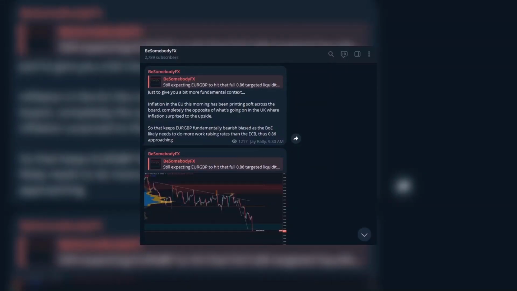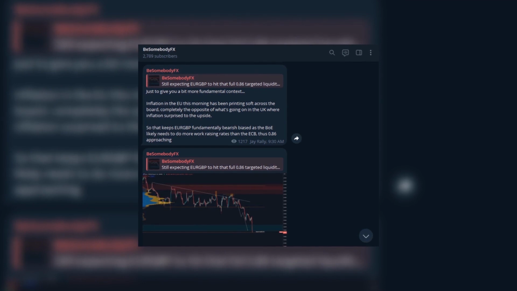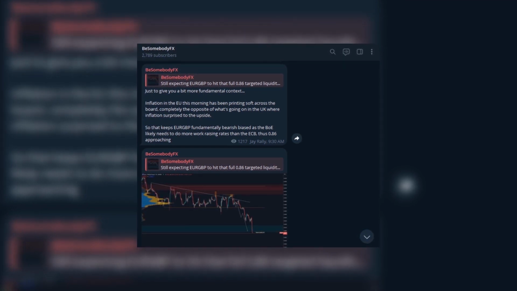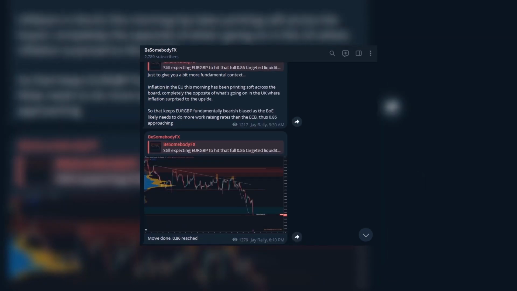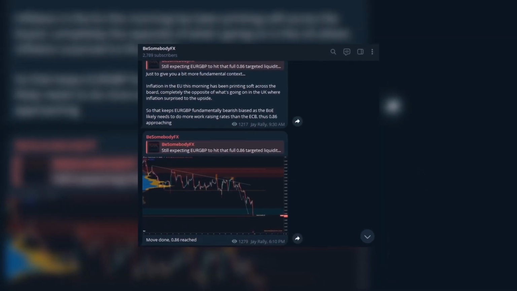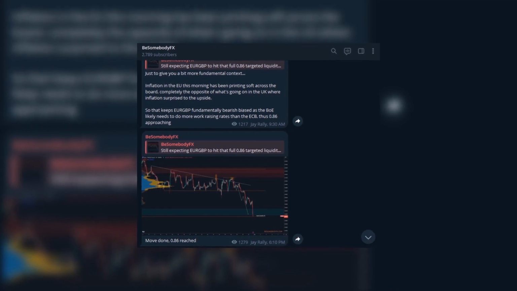Inflation in Europe kept printing soft. Inflation in the UK kept printing a little bit too resilient. And so that story kept gaining ground. And as a result, the pair kept moving lower. So that story brought the pair to target. Now, why is this example important? Because this is exactly fundamental analysis.